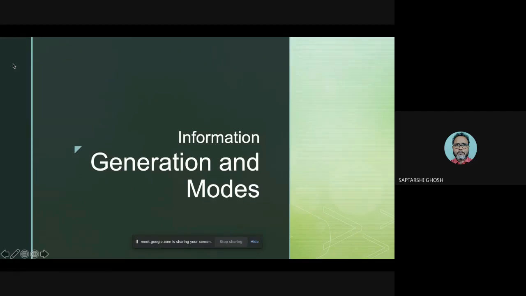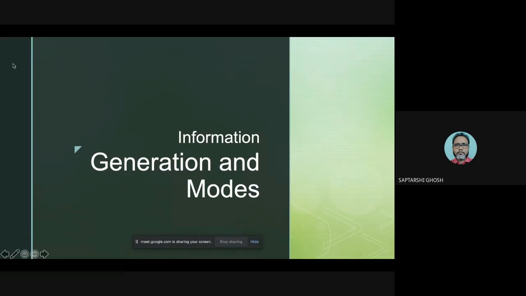And at the same time, we are generating information of our own. We are generating information in the form of articles. So we are generating information by writing, by drawing, by saying something, that is the oral information, and by communicating with one another, by using different signs. So we, the human beings, are generating information by using different types of modes.